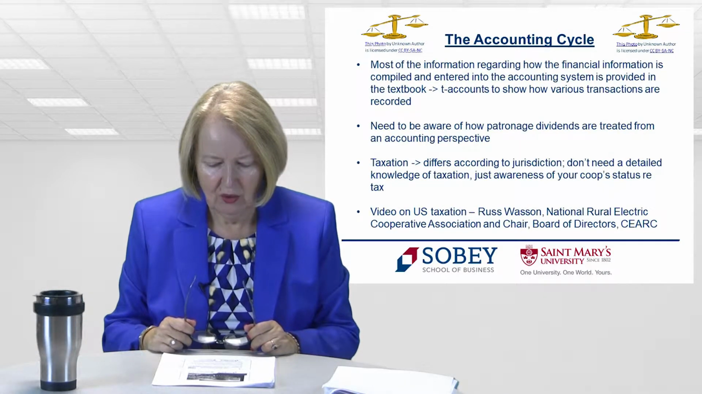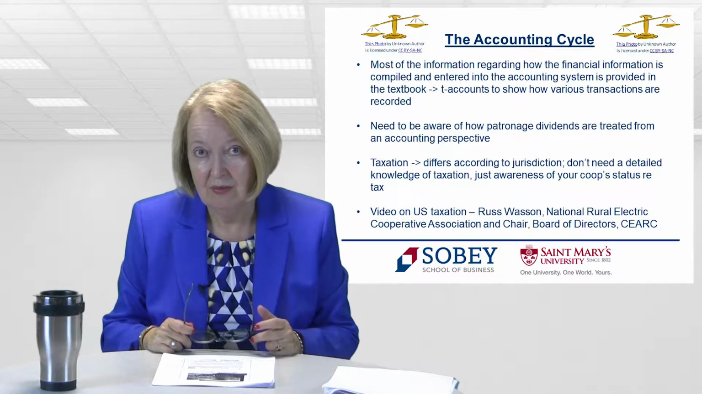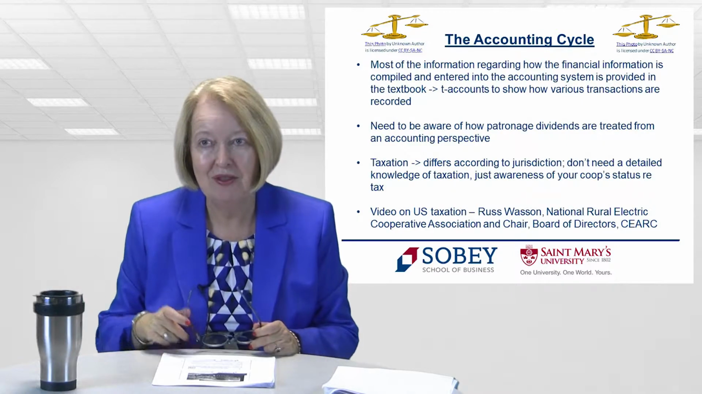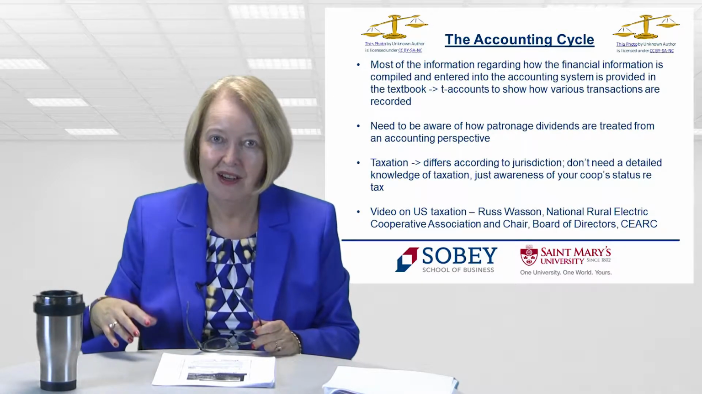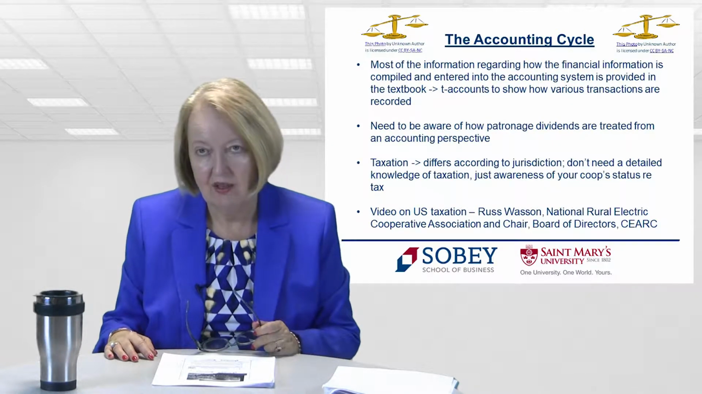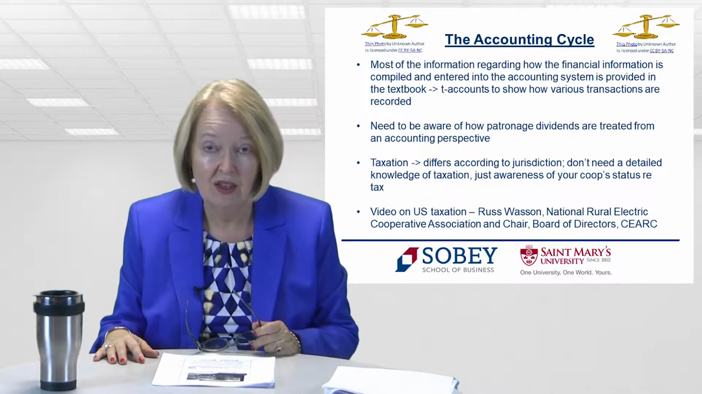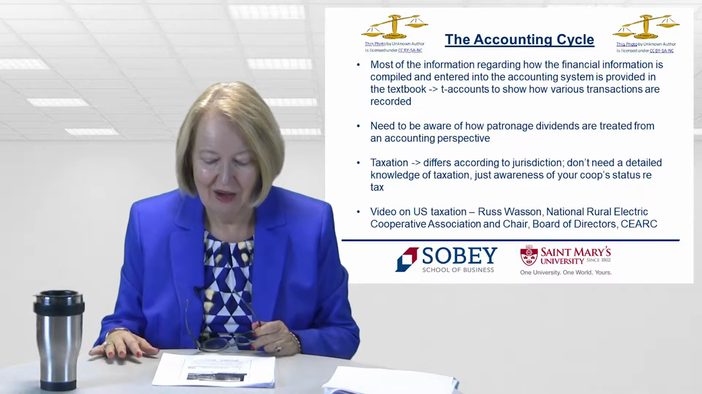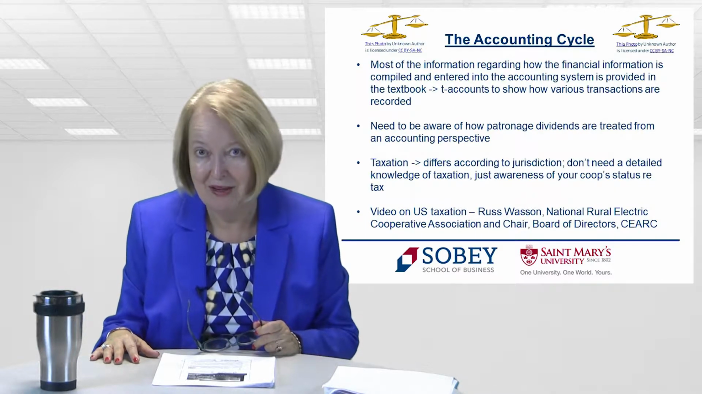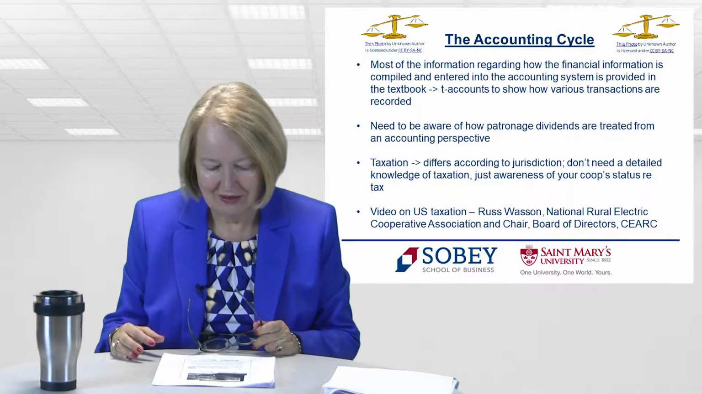And so most of the information regarding how financial information is compiled is in the textbook. It uses various techniques such as T accounts to show you what the debits and credits are to record various transactions. So you need to be aware as well, over and above what's in the textbook, of things that are particular to cooperatives, such as how the patronage dividends are reflected in the financial statements. So you might want to go to your own co-op's annual report and have a look to see where they're reflected in your financial statements.